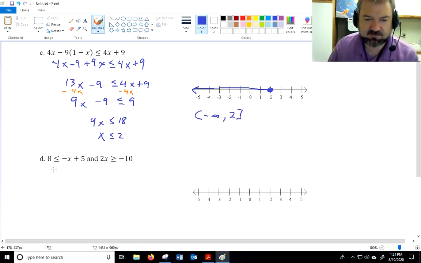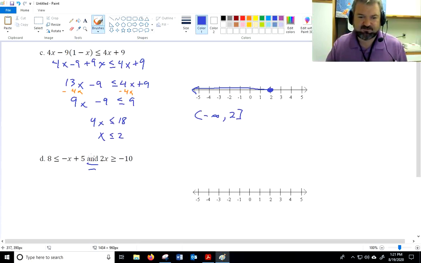All right, let's try the last one here. We have an and. Okay, so why is it not squeezed together? Well, the reason why is because these are not the same. -x plus 5 and 2x, they have to be the same for me to squeeze them together. So we have to solve this one in 2 different ways, and then we can squeeze it together at the end.